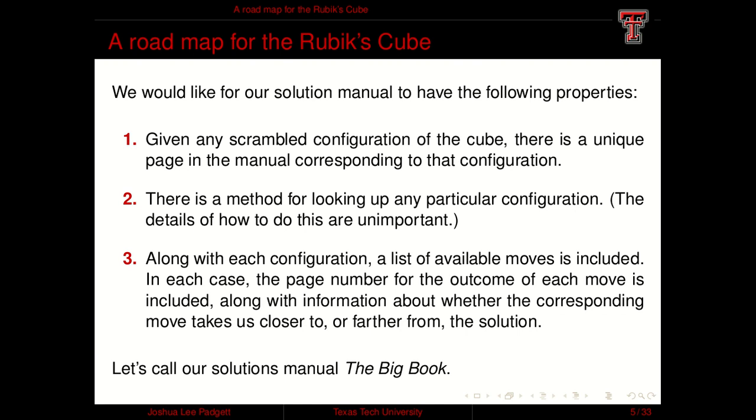So what do I mean? If I have the cube in my hand and I could solve it in 5 moves, but a certain move results in needing to do 6 moves to solve it, that moves me further away. Whereas if a move moves me closer, it means that I now would only need to complete 4 moves. But once again, the details of this aren't terribly important because ultimately we're not going to write the book. And basically we're just going to call our solutions manual the big book because we're never going to publish this, so we don't need to worry about a catchy title.